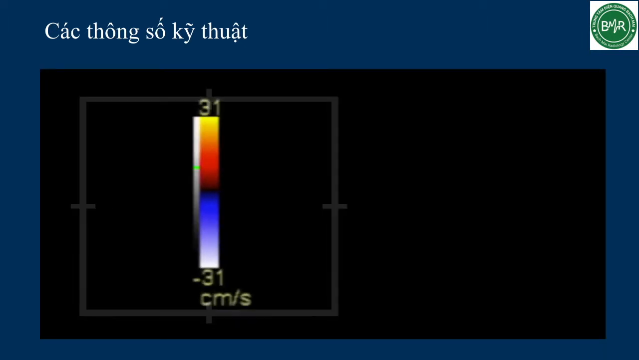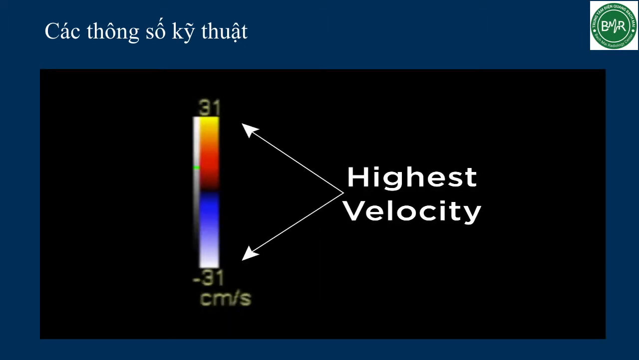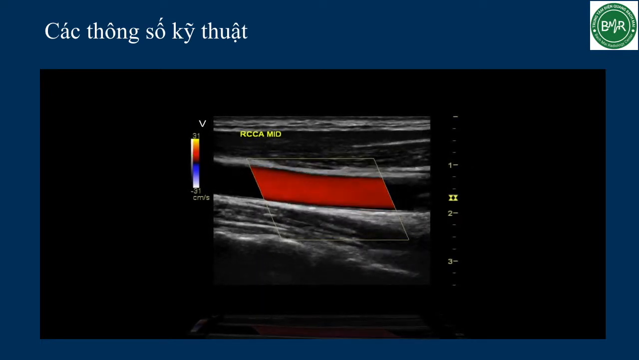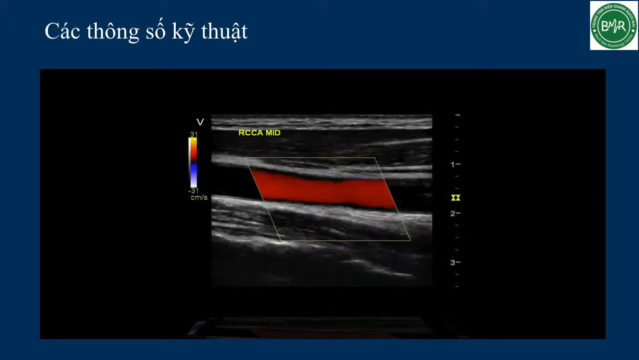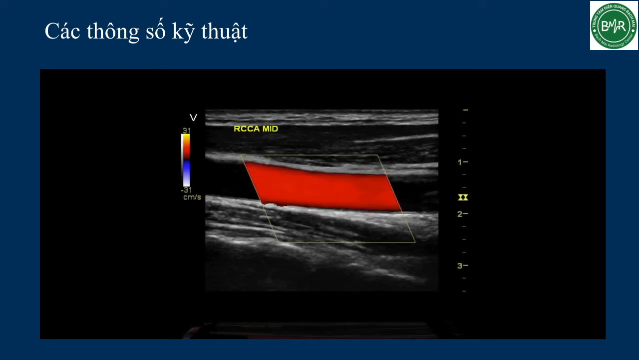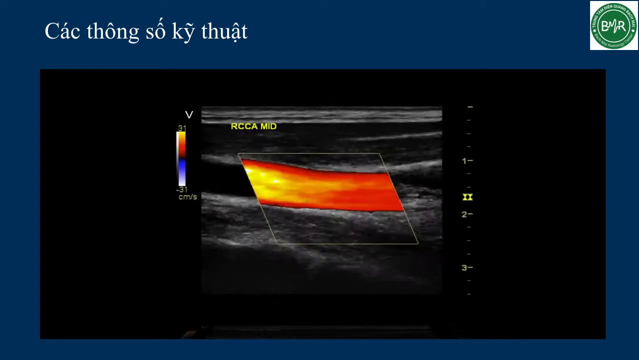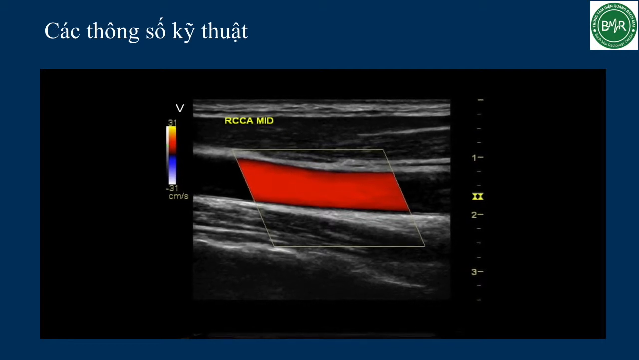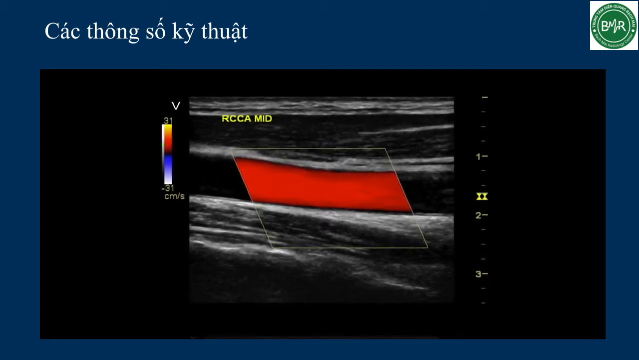The intensity or brightness of a color is a representation of the velocity of flow. By convention, the display should be configured so that flow within arteries is represented as red and flow within veins is blue. The color bar can be inverted. This is generally done to display normal directional flow in an artery to be represented with red color.